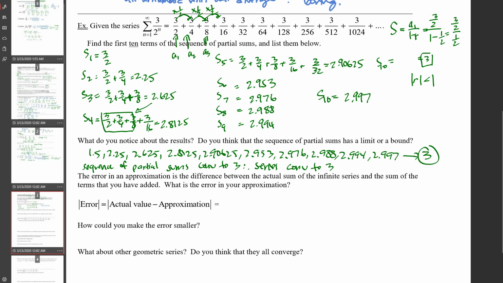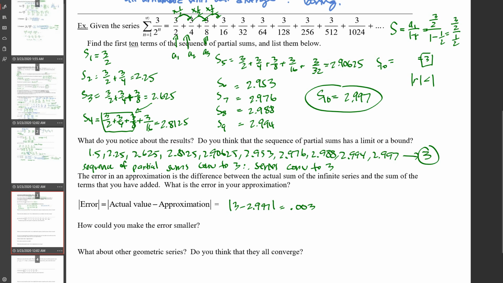So in calculus, error is just actual value minus approximation. This is your approximation right here. This is your actual here. So this is going to be 3 minus 2.997, and this answer is going to be 0.003. The nice thing about calculus is you never have to worry about whether your error is positive or negative. It's always just positive. We always just take the absolute value.